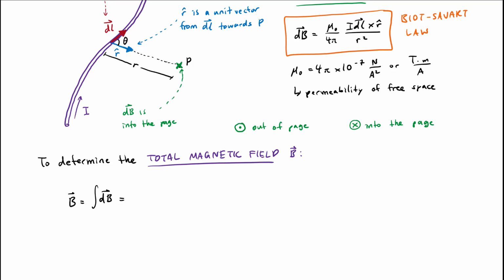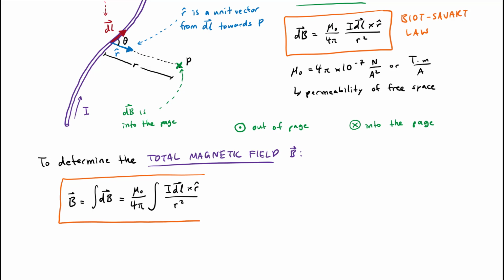So looking at the Biot-Savart law, I know that the permeability of free space, mu naught over 4 pi, those are constants and I can take that out. I also know that I end up with I dl crossed with r over r squared. And this is called the total magnetic field from integrating the Biot-Savart law.